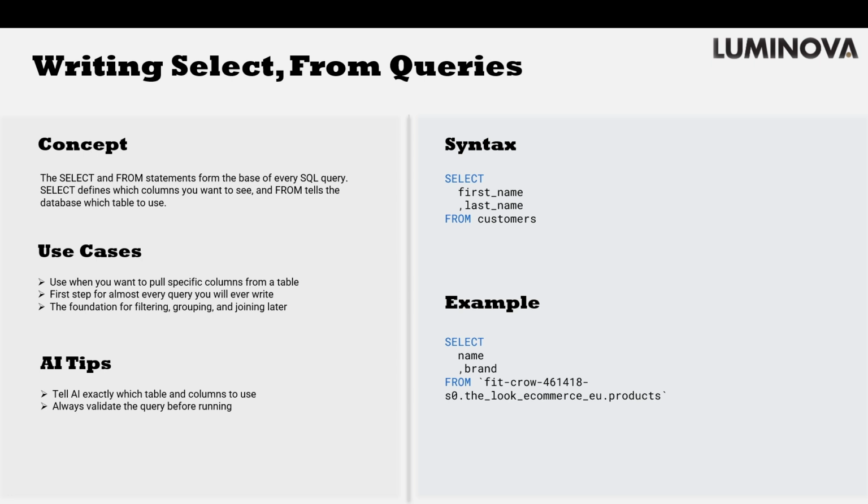And even if an AI generates your query, you should always validate it before running it, especially when working with large or important datasets. Now let's look at the syntax. A basic query looks like this. You type select, then list the column names, and finally write from with the table name. The order matters. Select always comes before from. If you switch them, the query won't run. All right, let's switch over to BigQuery and see this in action.